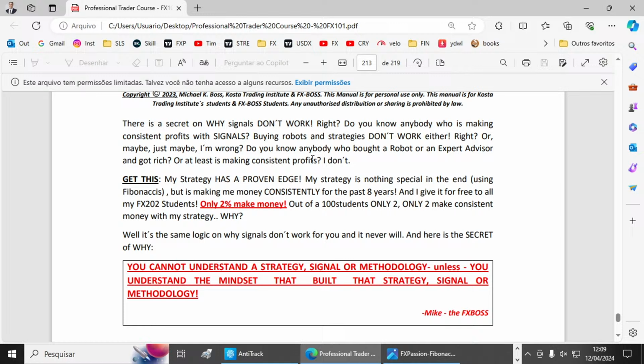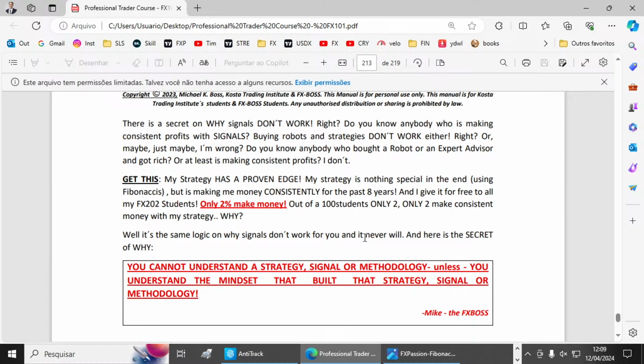Get this, my strategy has a proven edge. My strategy is nothing special in the end, using Fibonacci, but it's making me consistent money for the past 8 years. And I give it for free to all my Forex Course 2 students. Only 2% make money. Out of 100 students, only two make consistent money with my strategy. Why? Well, it's the same logic on why signals don't work for you, and it never will.